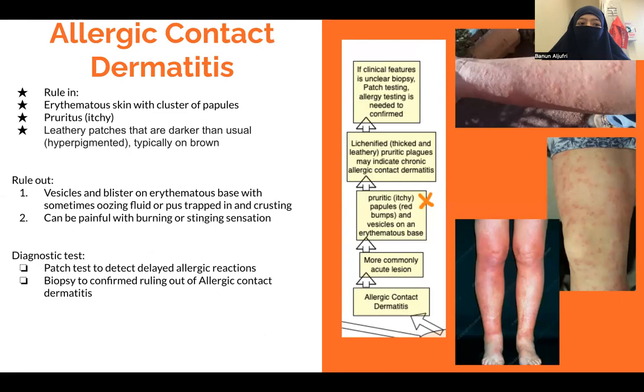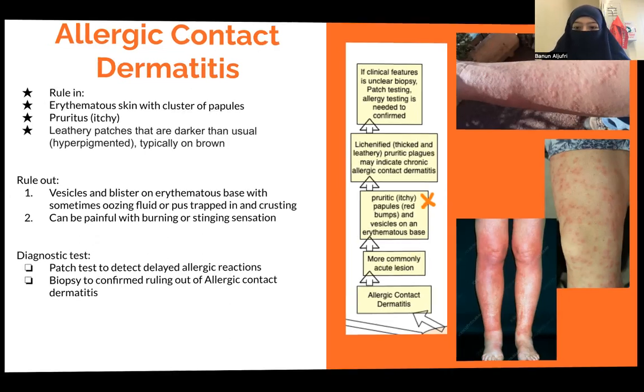The second one is allergic contact dermatitis. The ruling in for this one is erythematous skin with cluster of papules, which can cause that pruritus. Leathery patches that are darker than usual, hyperpigmentation, typically brown or purple. Ruling out for this one is it normally has vesicles and blisters on an erythematous base, and sometimes it has oozing fluid or pus trapped in and crusting. It can be painful with burning or stinging sensation.